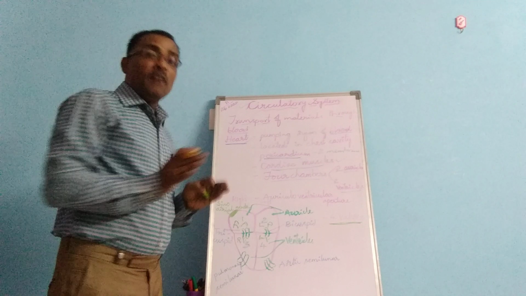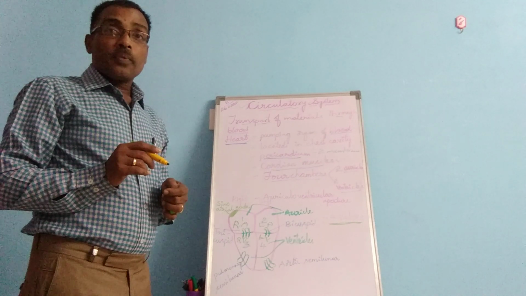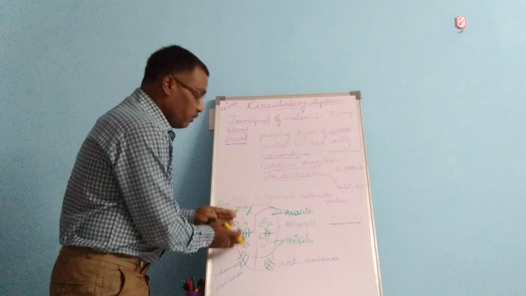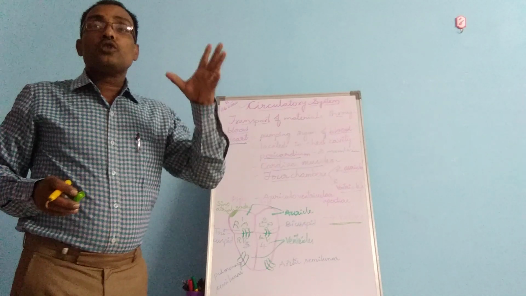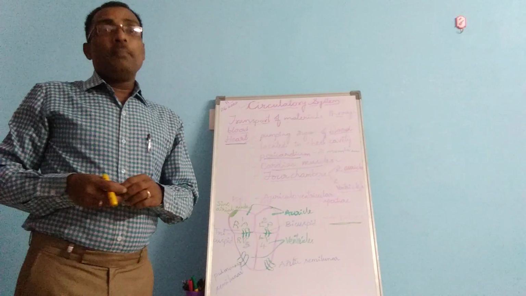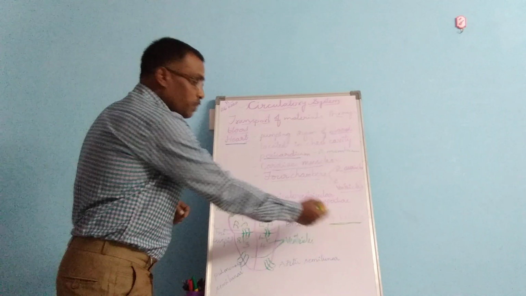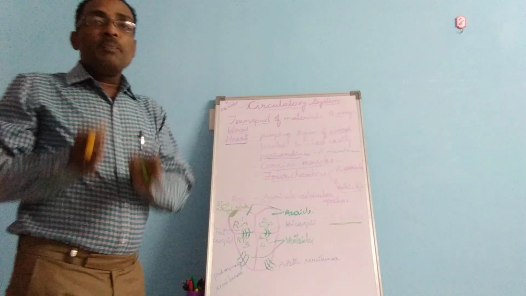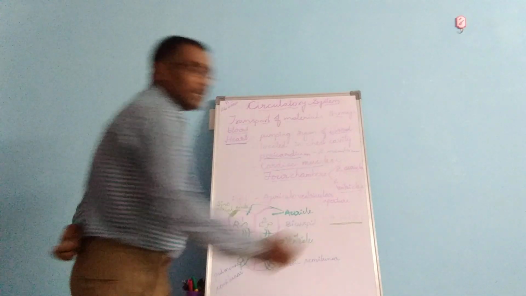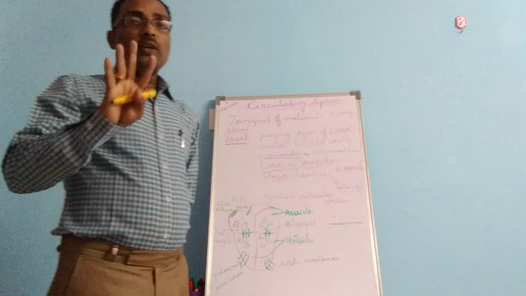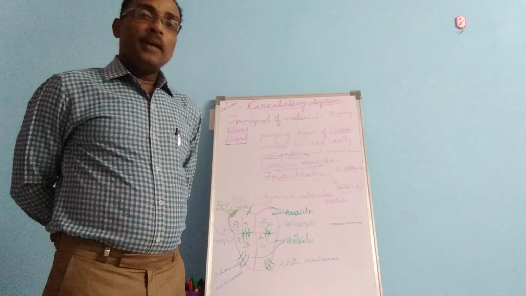Backflow of blood. Why? Because when the blood flows backward, the pressure on the heart will increase, and it may cause improper functioning. That's why the valves present in the heart prevent the backflow of blood. Four types of valves are present in the heart.